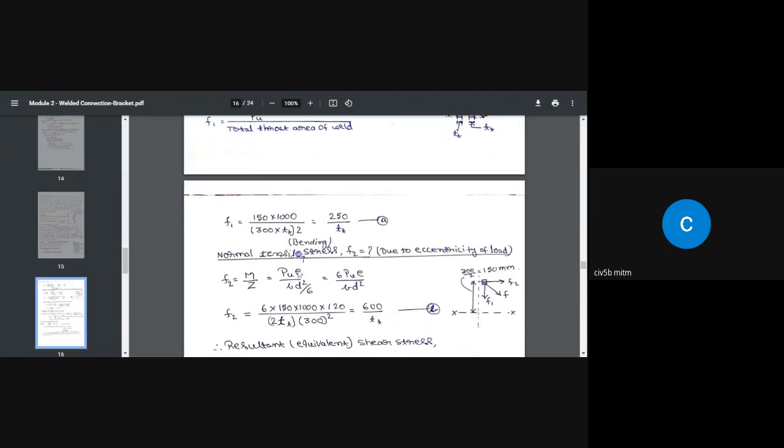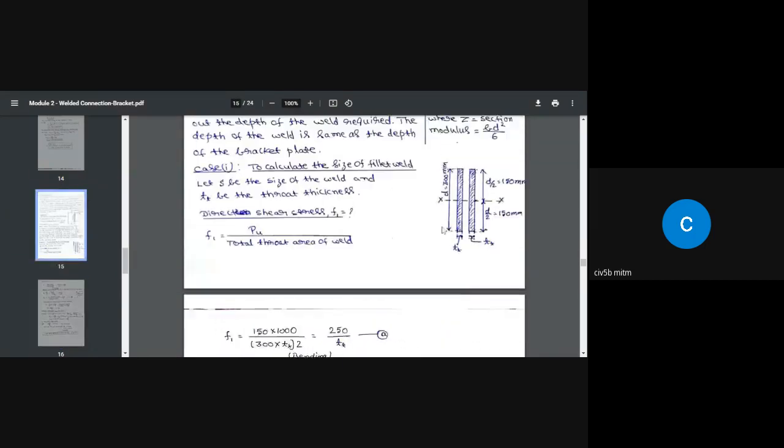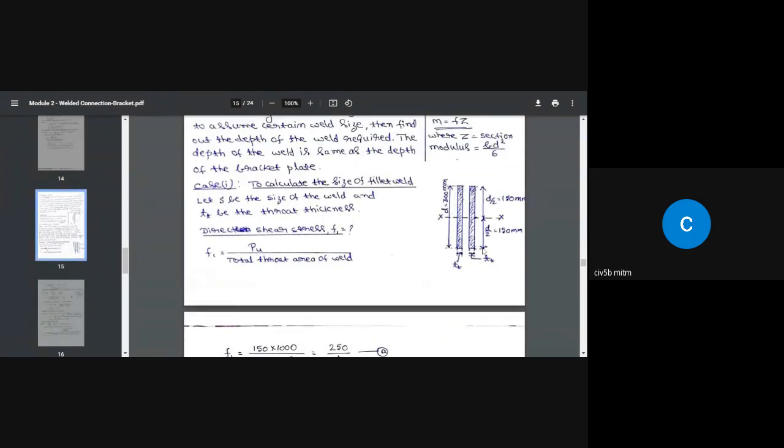But when it comes to normal tensile stress or bending, there is tensile stress on this side and compression on this side. This is the neutral axis. So this is the weld which is going to be subjected to a maximum tensile stress. As we move towards the neutral axis, the normal stress is going to be reducing. At the neutral axis, it is going to be 0. Similarly, on this side, 0.